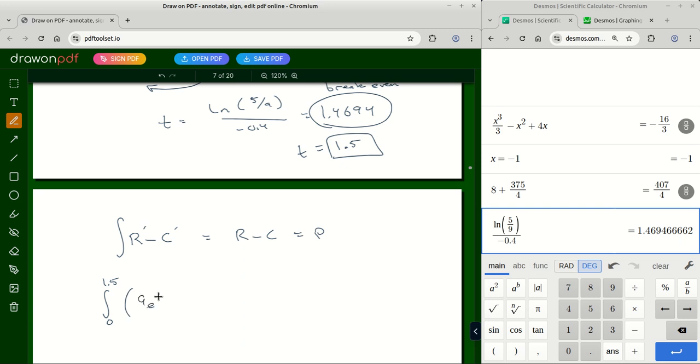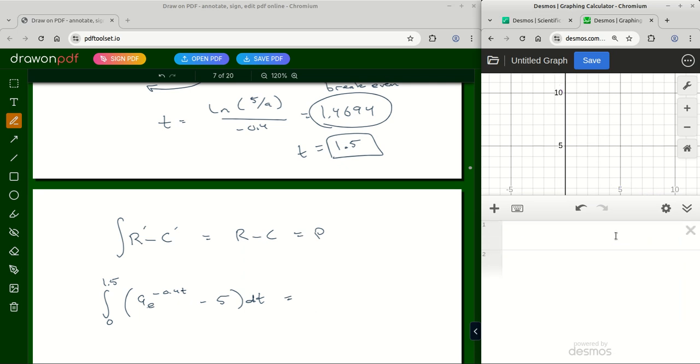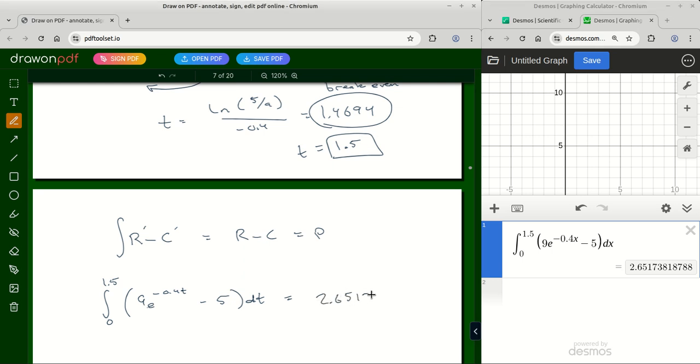So 9e to the 0.4t minus the 5 dt, and then figure it out. I even said on my notes just to go right to Desmos with this one, and that's fine. It's not hard to integrate this thing. It's just not worth your time all the time, especially at this point in the class. We're really close to the end. You don't need to do all that by hand right now. I used x instead of t, but either way, 2.6517 would be your total profit over the lifespan of the game. So that's literally the other answer, total profit. You have to click that right there.